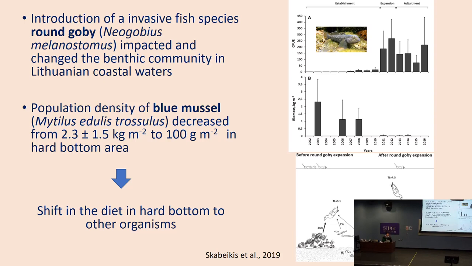The round goby really likes blue mussel, and it decreased the density of blue mussel from 2.3 kilograms per square meter down to 100 grams per square meter in the hard bottom area of the Lithuanian coastal waters. Why am I telling you this? Because this was also the main prey for the long-tailed duck in the same area, and this led to a shift in the diet to different organisms.